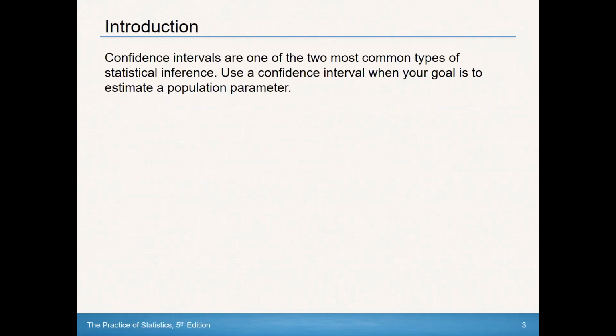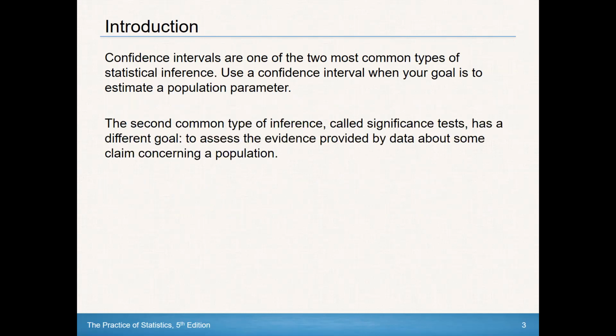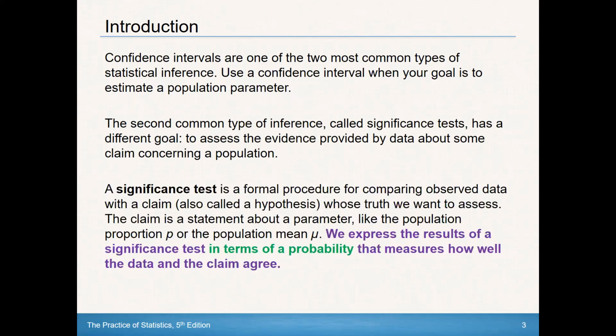So we're going to start with kind of a basic deal, and we'll go through a couple pieces we talked about before. Confidence intervals are one of the common types of statistical inference. We use a confidence interval when our goal is to estimate a population parameter, typically a population proportion or a population mean. Now, the second type, and that's what we're talking about now, significance tests, has a different goal. We're going to assess the evidence using a probability, a p-value, provided by sample data, evidence about some type of claim concerning a population, and we're going to use the sample as the means of assessment. And so here are some definitions.